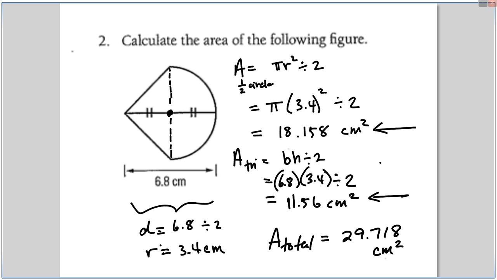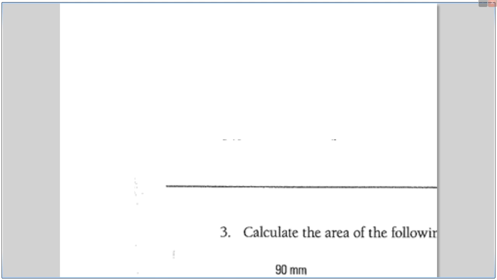Alright, so that's not too bad. Let's take a look at number 3. What's weird about number 3? There's an indent. So would you add areas or would you subtract areas? Good. You guys seem to know this kind of stuff.